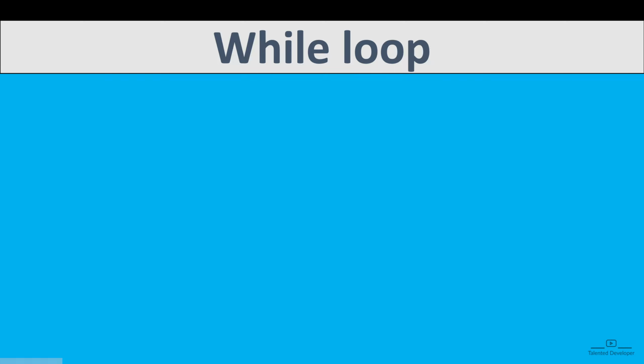You can see the syntax. The syntax will start with while, and inside the open and close parentheses we have to put the condition. Here, if the condition is true, that means the boolean value is true, then it will come inside, and whatever code we have inside that while block, it will execute.